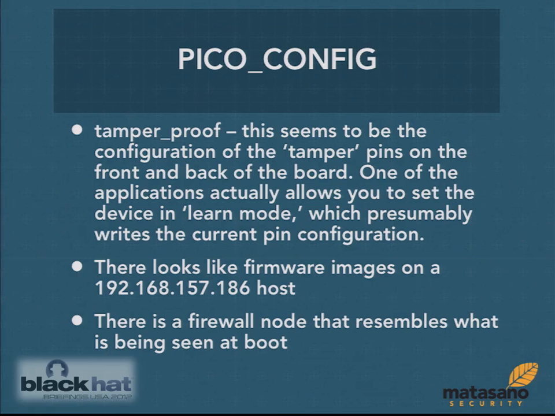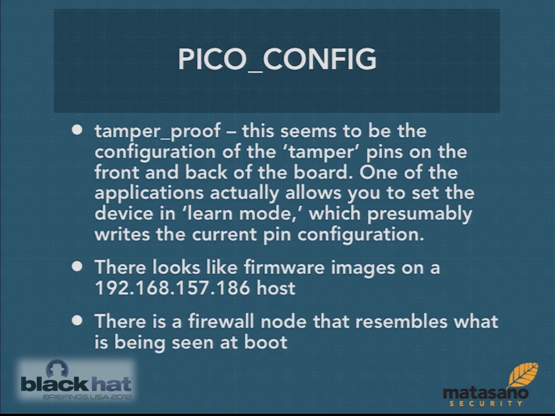So on a side note, within that memory address layout, there was also something defined as picoconfig, which had a configuration that could be read from the bootloader with a few things of interest in there. One was tamper-proof, which was a binary representation of the plugs on the front and the back of the board. So presumably I can pull those out, overwrite tamper-proof to all zeros, and the device should still work.